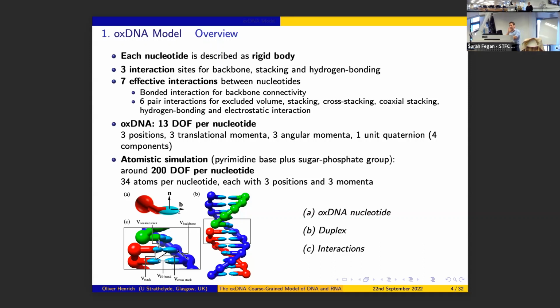Other models use angular interactions as well, dihedral, which involves multiple particles or nucleotides. So what oxDNA achieves here, by this simplification, is you have 13 degrees of freedom, where in an atomistic simulation you would have over 200. So 13 degrees is 3 positions and translational momenta, then 3 angular momenta, and 1 unit quaternion.